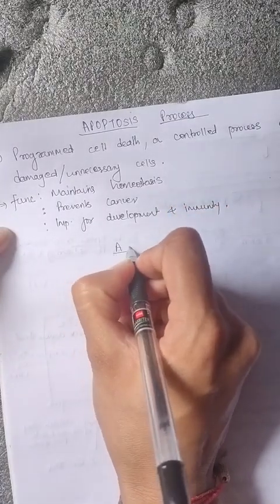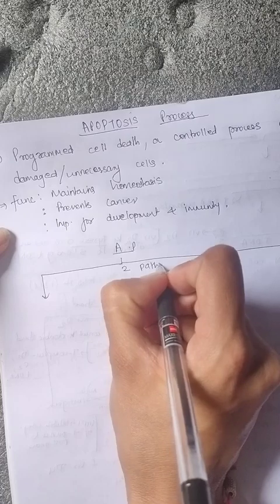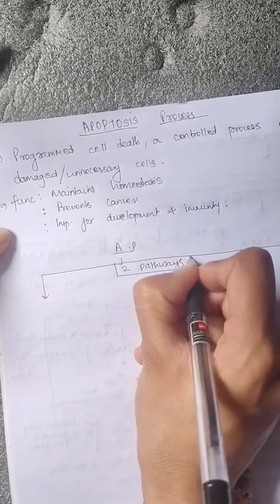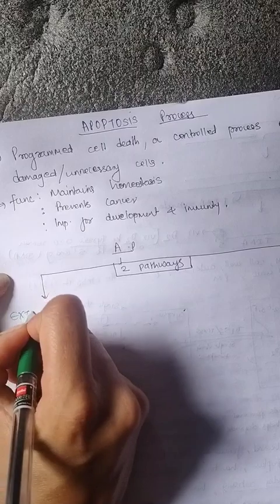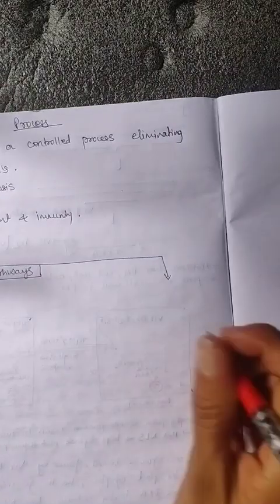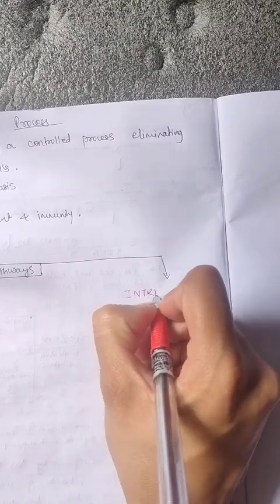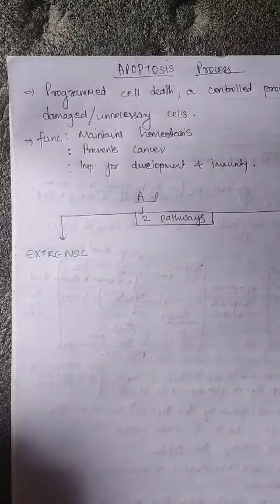The apoptosis process has two pathways. The first one is the extrinsic pathway. Then the other one is the intrinsic pathway. Let us now look at the extrinsic pathway.